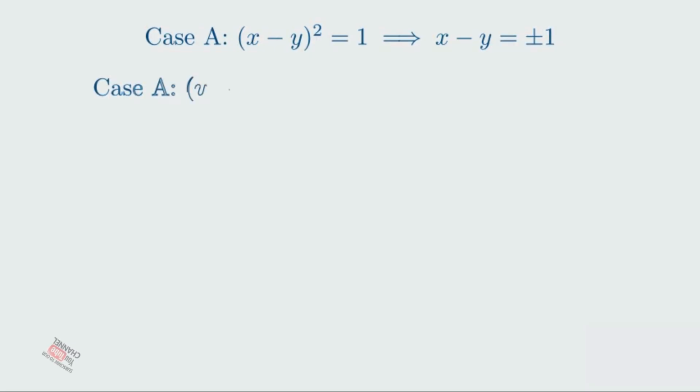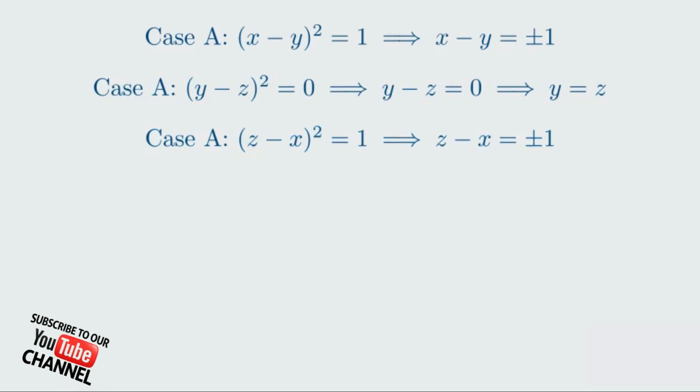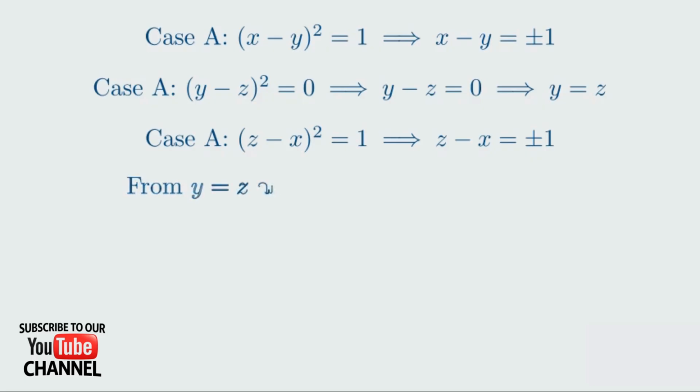We'll set (x minus y) squared equal to 1 and the other 2 terms equal to 0. Case A: let (x minus y) squared be 1, which means x minus y is plus or minus 1. Let (y minus z) squared be 0, which means y minus z is 0, or y equals z. And let (z minus x) squared be 1, which means z minus x is plus or minus 1. The last constraint isn't new. Since z equals y and y minus x equals plus or minus 1, it automatically follows that z minus x equals plus or minus 1. So the first equation is sufficient. We have x minus y equals 1, and y equals z.